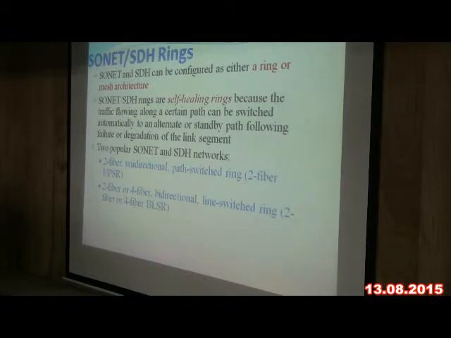Using these two, we are connecting the ring as 8 combinations. First one is 2-fiber or 4-fiber unidirectional switch. Second one is 2 or 4 fiber bidirectional ring. And next one is based on the rotation, based on the rate of transmission, we are dividing 4.